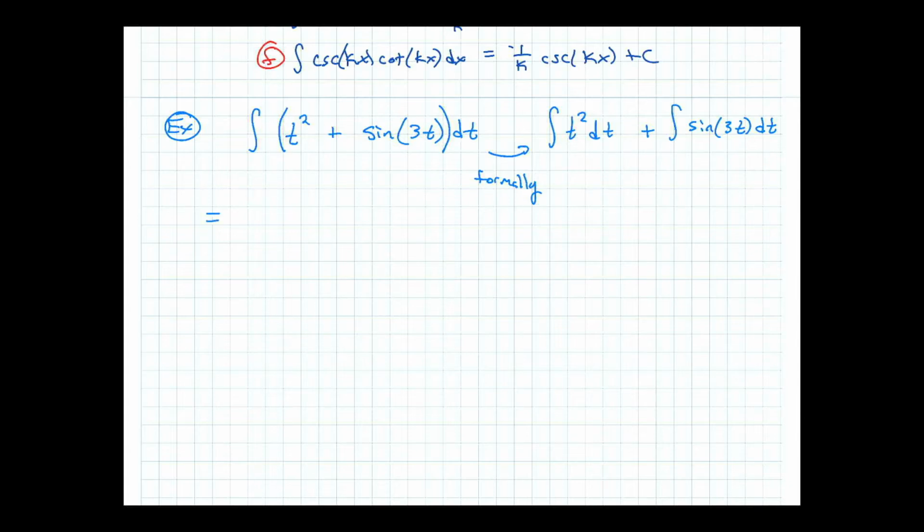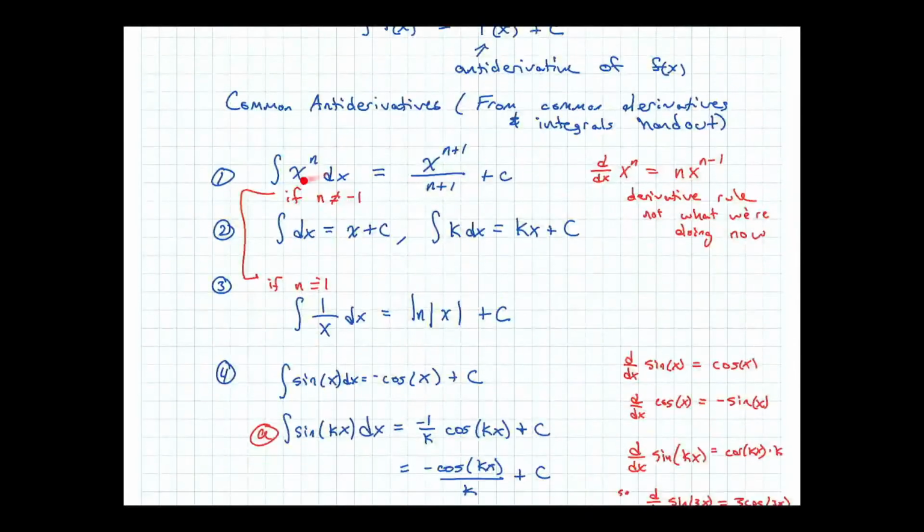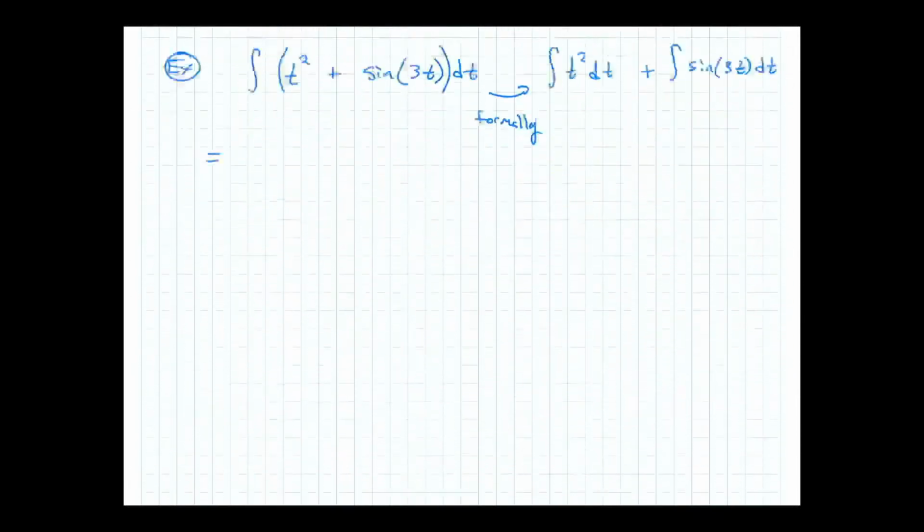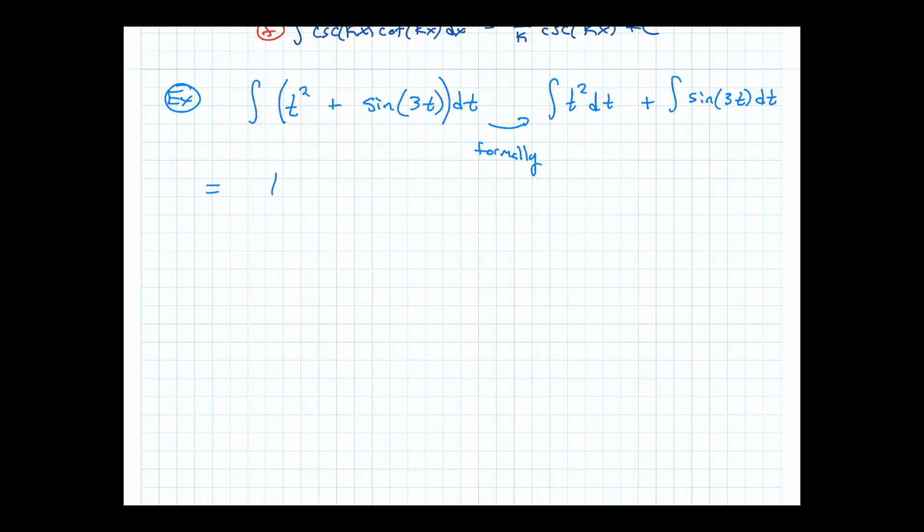Okay, so let's actually find these antiderivatives. Here you've got t squared. Using our power rule formula, we're going to add 1 to the exponent, whatever n is, add 1, and then that power goes in the denominator as well. So we add 1 to the power, so the 2 will go up to 3, and then we're dividing by that new power, so it goes down there. Easy peasy. Plus, now we've got the antiderivative of sine 3t.